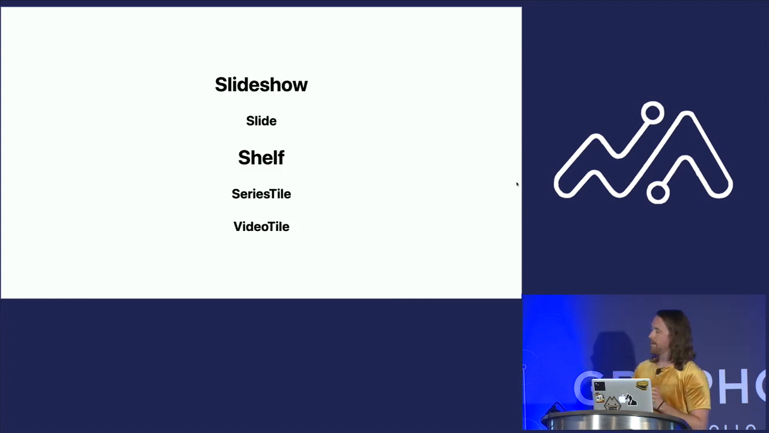These are some of the components that you might see in the NBC.com homepage. This is definitely a pared-down list; it's certainly more complicated than this. But you have your slideshow that generally has slides. You have your shelf that has series tiles and video tiles for episodes and clips and things like that.